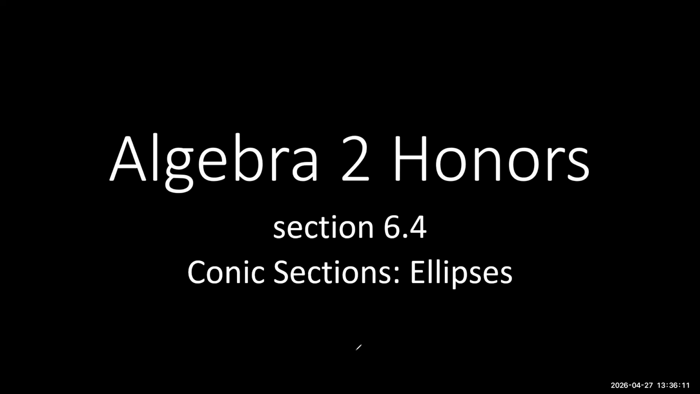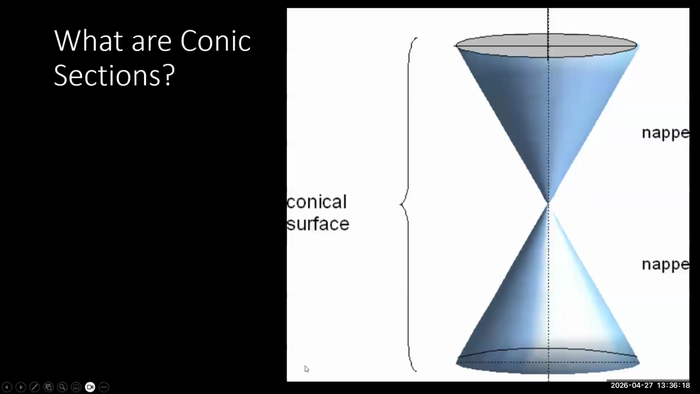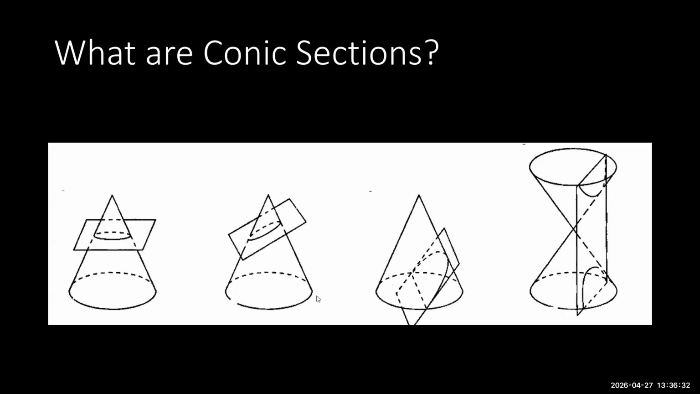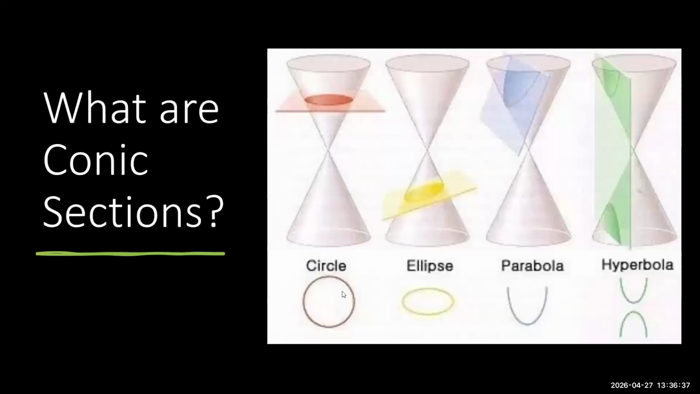In this video, we are looking at the next conic section, which is ellipses. So, same three slides you saw yesterday. What are conic sections? Well, they come from this hourglass shape, and there are four different shapes I can get from slicing it. These show how I slice it four different ways, and this is a better picture showing each shape that's made.